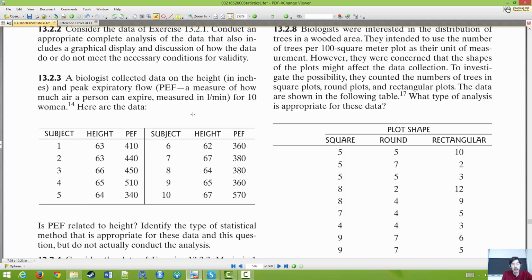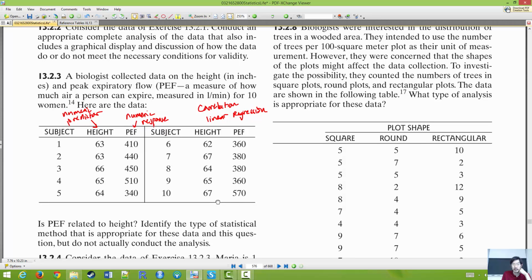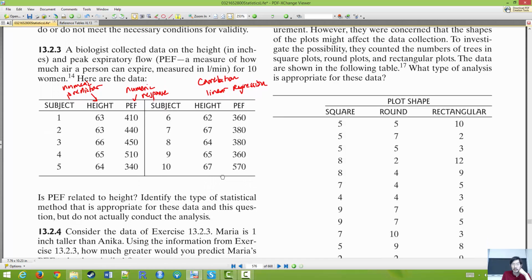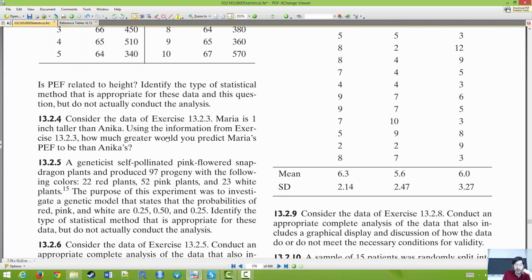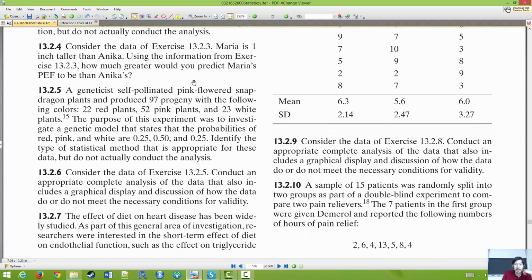Okay, so what's our response? Yeah, so we have a numeric response. And our predictor is height. Yeah, so we have a numeric predictor. So that means, what is the appropriate test to use? The correlation. Yeah, correlation and linear regression. And then here it asks you to fit the data and things like that, but we won't worry about that. We'll continue on 13.2.5.